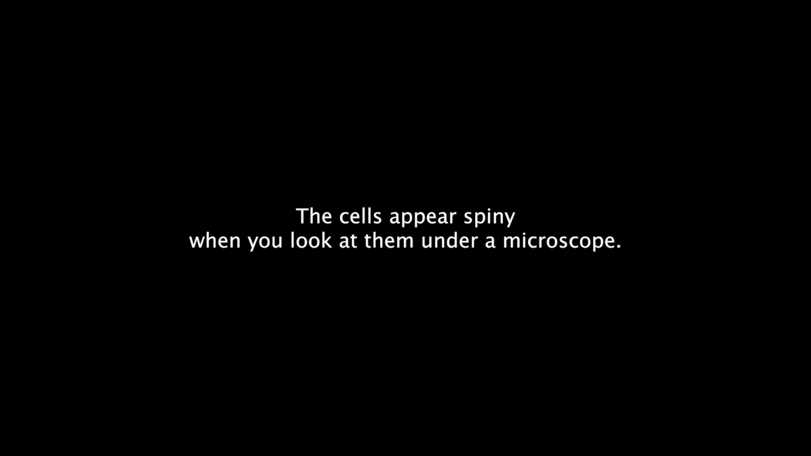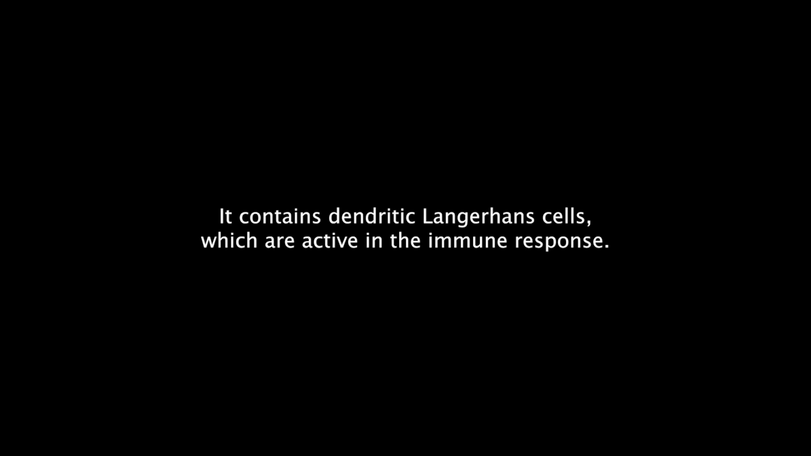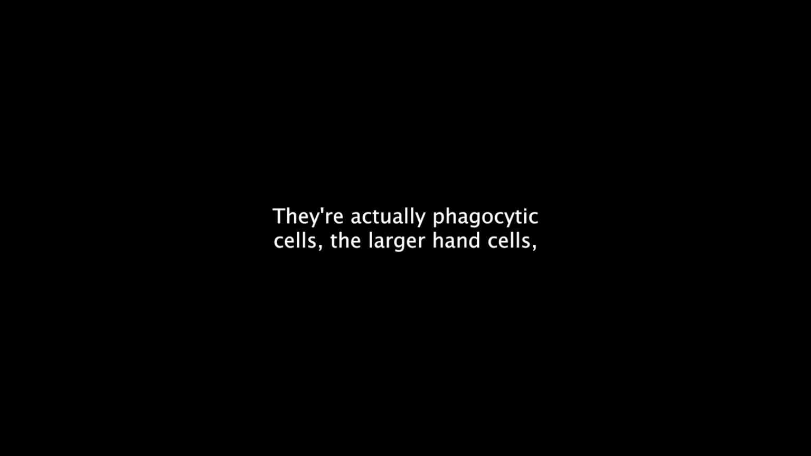So the stratum spinosum is the spiny layer. It's 8 to 10 layers of keratinocytes bound by desmosomes. Remember what desmosomes are. They're like Velcro fasteners that stick cells together. The cells appear spiny when you look at them under a microscope. Produced by the division of cells in the stratum basale, some of which continue dividing. It contains dendritic Langerhans cells, which are active in the immune response. They're actually phagocytic cells, the Langerhans cells, which engulf bacteria and debris.